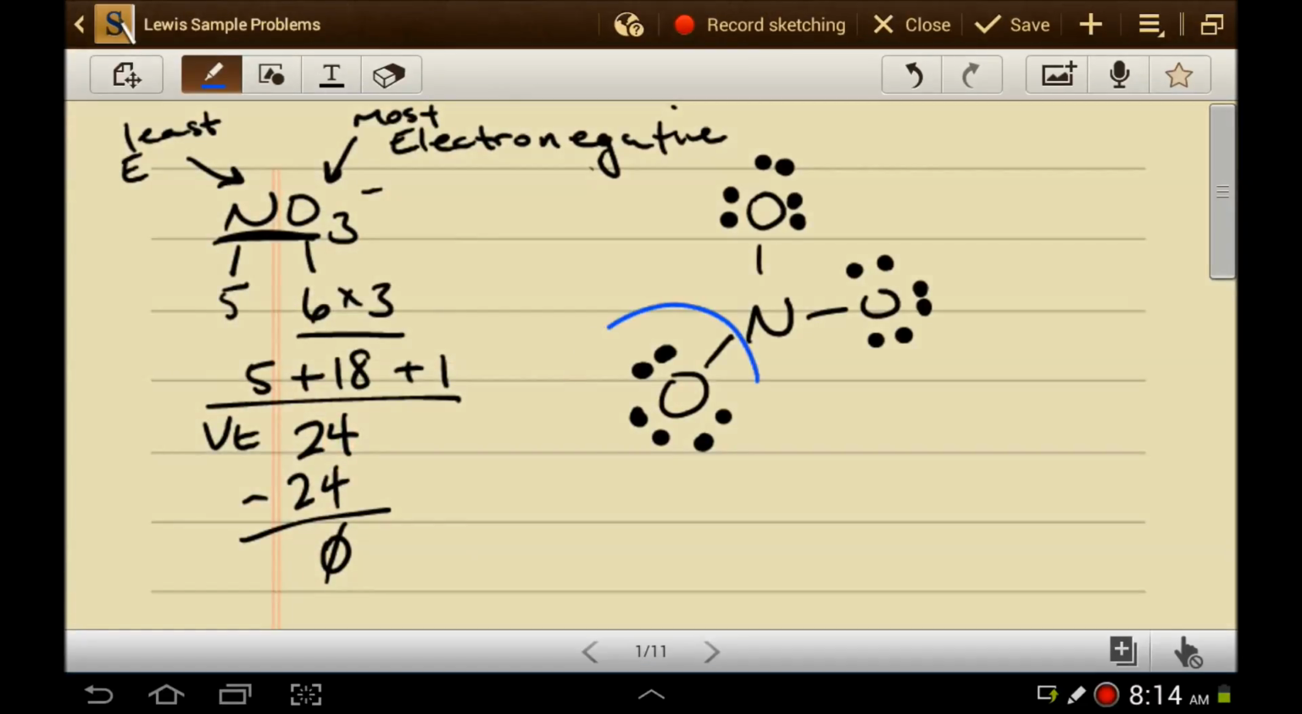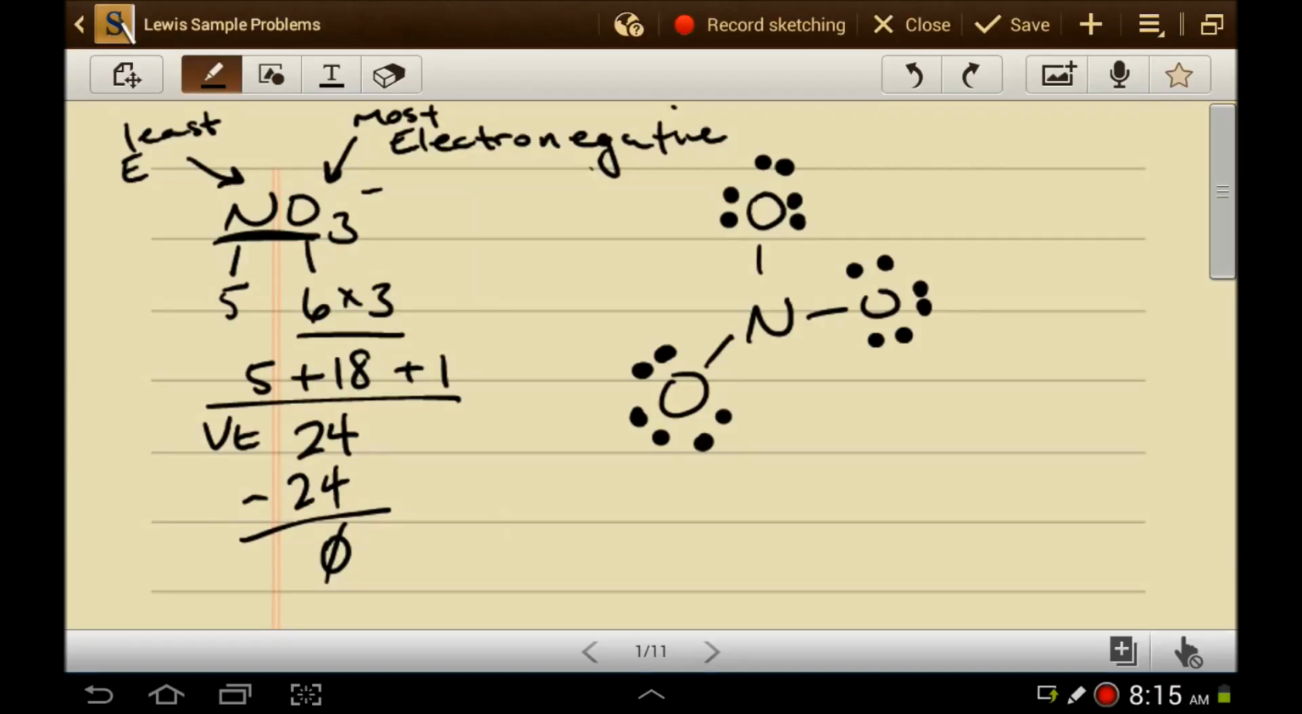Should I make a double bond to this oxygen? Should I make a double bond to this oxygen? Or should I make a double bond to this oxygen? Or does it really matter? The answer is, yes, it matters. So which oxygen gets the double bond? The answer is, all of them, but only one at a time.